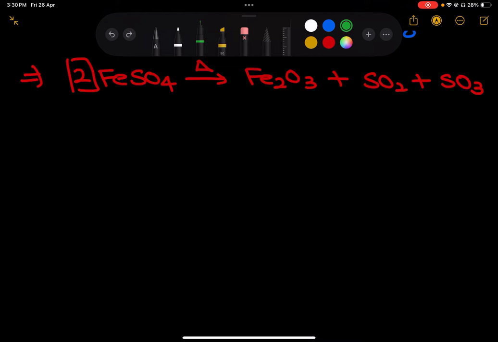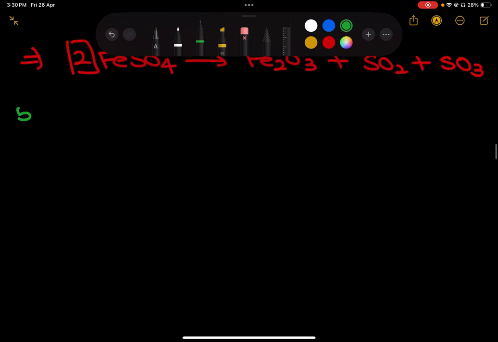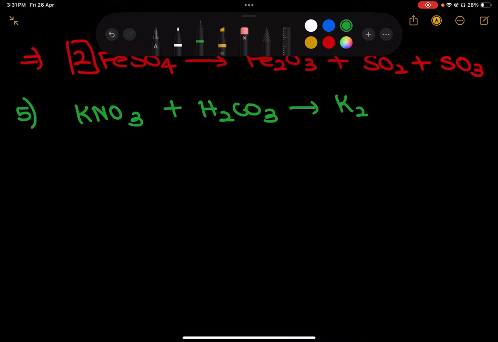Next one, the fifth, right? Fifth we have KNO3 plus H2CO3 gives K2CO3 plus HNO3. Cramped. Okay, anyways, yeah. So this is potassium nitrate plus carbonic acid, that is H2CO3, gives potassium carbonate plus nitric acid. Okay? Yeah, so let's write it down.